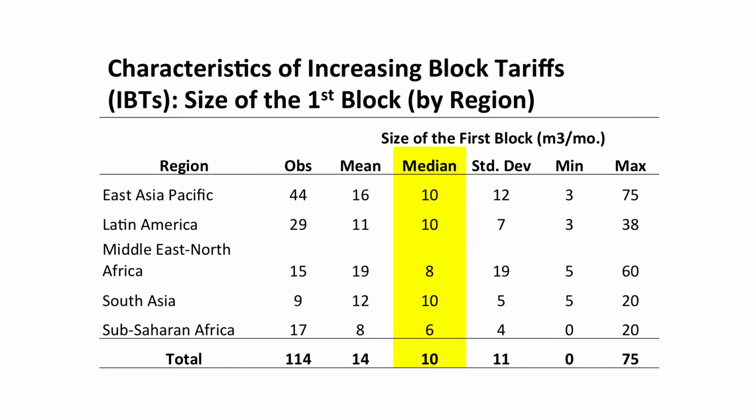The size of the first or lifeline block of an IBT is usually the amount of water that the utility wants to ensure reaches poor households. The median size of the lifeline block is 10 cubic meters in Latin America, East Asia, and South Asia. The lifeline block is 8 cubic meters in North Africa and the Middle East, and 6 cubic meters in Sub-Saharan Africa. In all 5 regions, the mean size of the lifeline block is higher than the median because a few utilities have very large lifeline blocks.